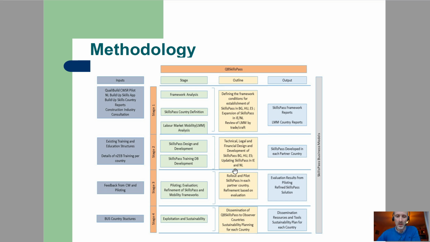So you'll see the overall methodology was, and often a good approach is to try and put your methodology for your proposal into a framework diagram like this. So what is the name of the different stage, the outline of the work that will be done, the outputs, and what will be the inputs into that stage. So we had stage 1 around framework and analysis, stage 2 was the design of the Skills Pass, stage 3 was piloting, stage 4 is exploitation.